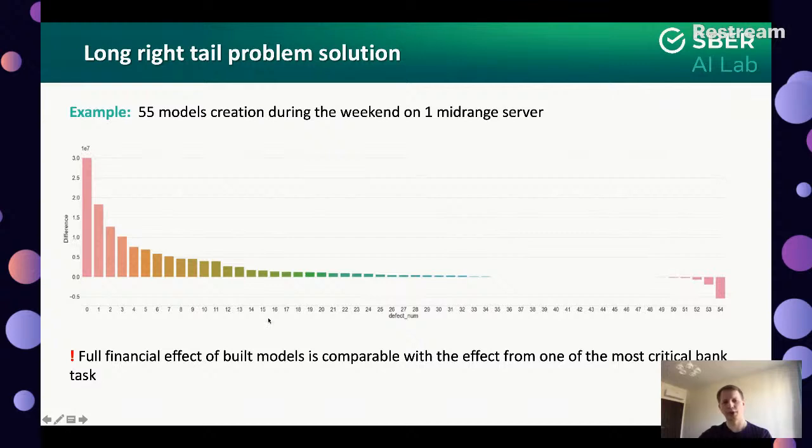So on the graph here, we have the profits compared with rule-based benchmarks for each model, built manually. Here we can see that a lot of models have pretty small impact, and some of them have even negative impact. But if we calculate the sum of these profits, because they all solve the same business task, the full financial effect here is comparable with the effect for one of the most critical bank tasks. So it looks pretty good.